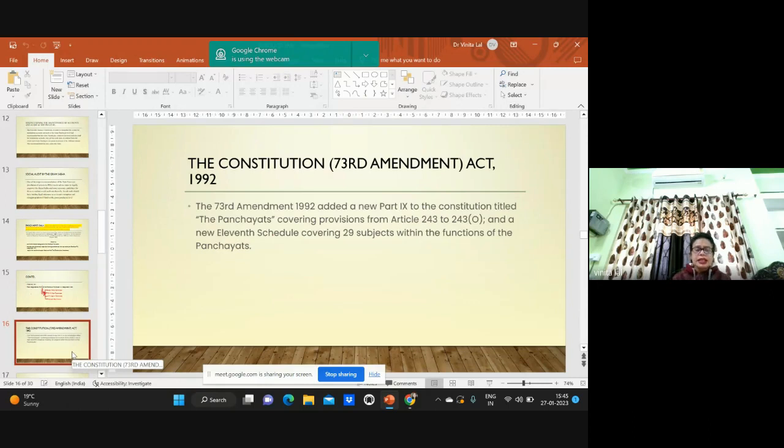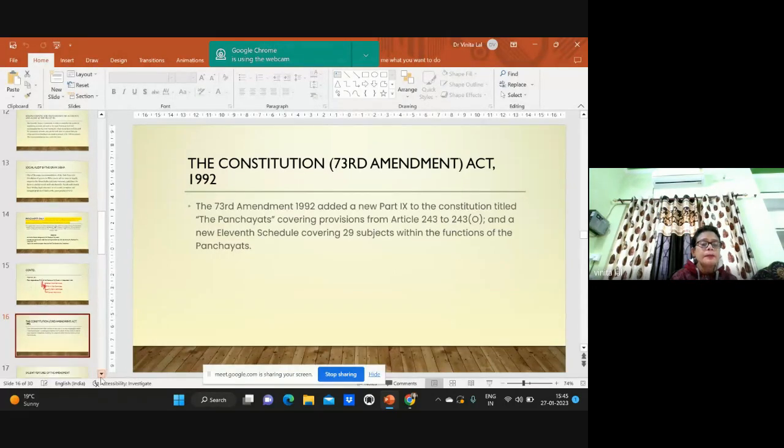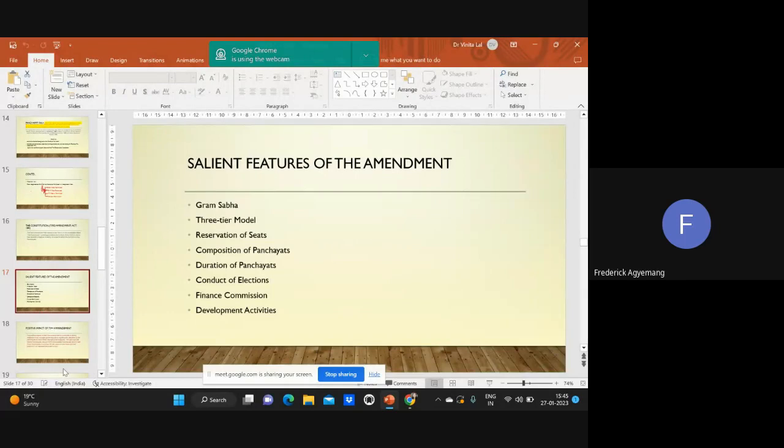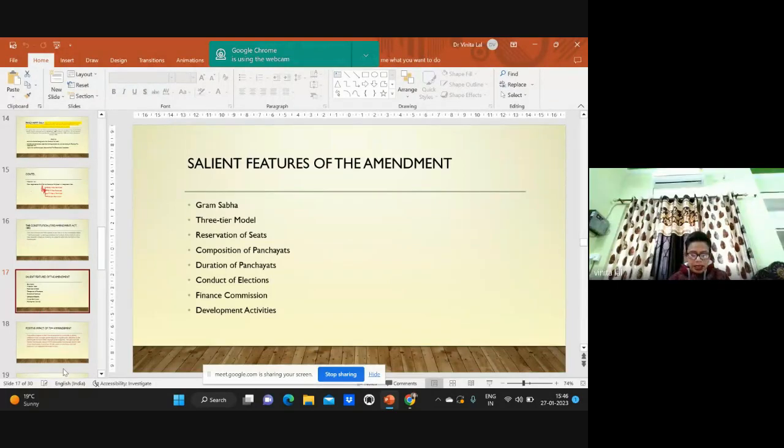And the next government headed by VP Singh also made an abortive effort to provide constitutional status to panchayats through the introduction of the 74th Amendment Bill. And these are the salient features of the amendment. One is Gram Sabha. Gram Sabha is restored.